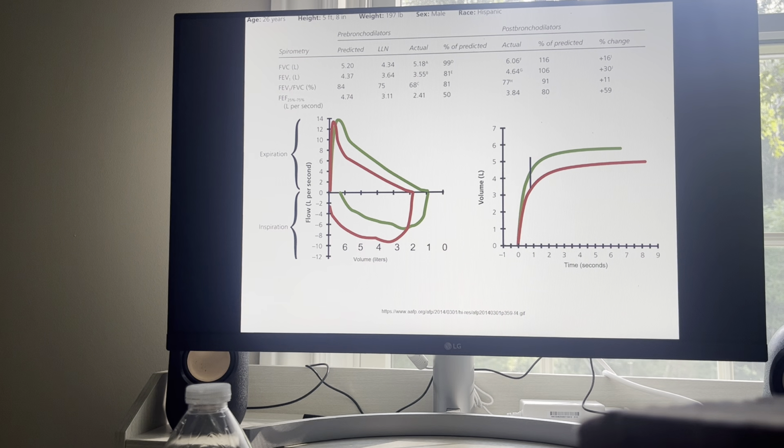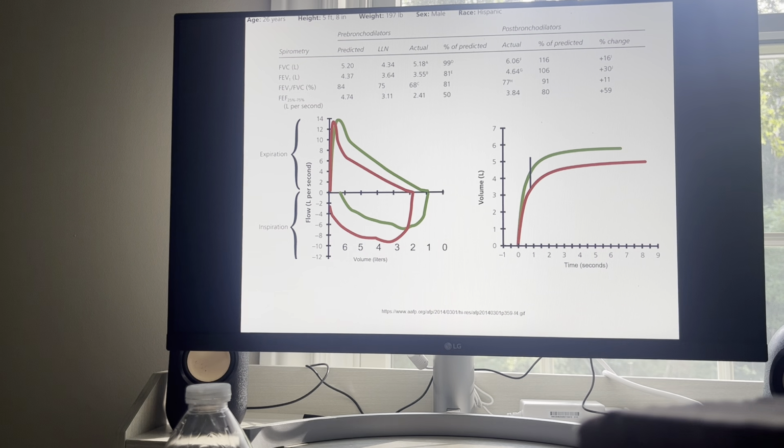We also have FEV1 over FVC. That is the fraction of the forced vital capacity that can be exhaled in the first second. It is used to determine if the patient has obstructive lung disease, but it's not used to gauge the severity of that obstructive lung disease, because the FVC tends to decrease as obstruction increases. So to gauge the severity, we're going to look at FEV1, and we're going to do a lot of case studies.